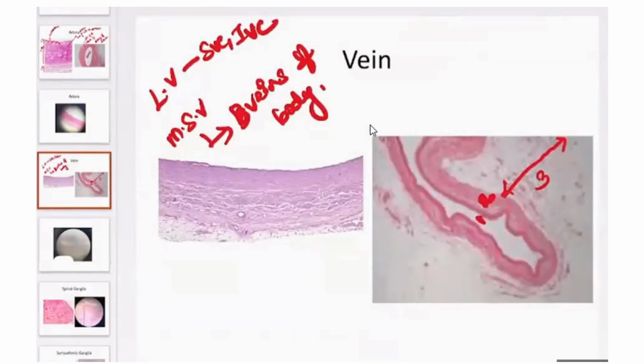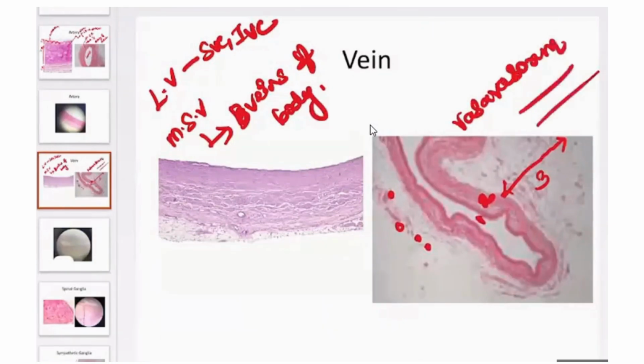So in the adventitia you have smaller blood vessels called vasa vasorum, which is the blood supply going to nourish the blood vessel. The blood vessel is a tissue, am I right? It should survive. It is through vasa vasorum. Vasa vasorum is the blood supply to the blood vessel.